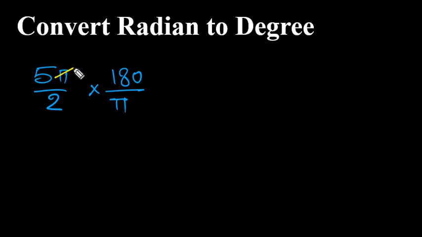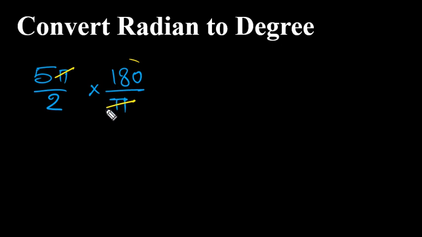Now next we have radians to degrees. Now how will we do that? Let's say you have 5 pi over 2. In this case you will multiply with 180 divided by pi. So basically what we want to do is remove this pi, right? And to change into degrees you will have to multiply with 180.